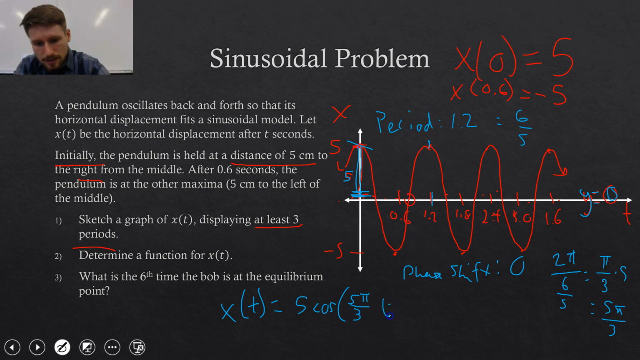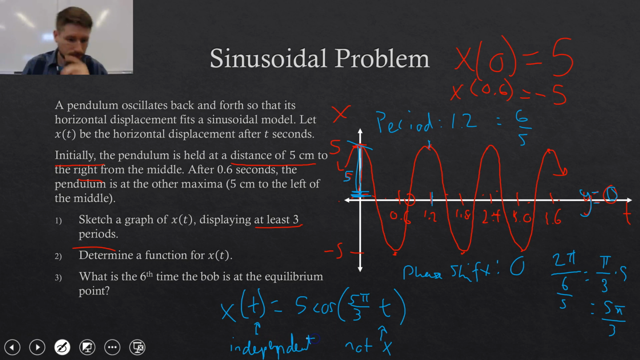5 pi over 3 t. Note, it's important I'm not using x here. That's t, because x is our dependent variable. It's the answer. It's the horizontal displacement for the bob. So we wouldn't want to use x inside of our function because our independent variable is t. So this is the independent variable. The x in this case is the dependent variable.